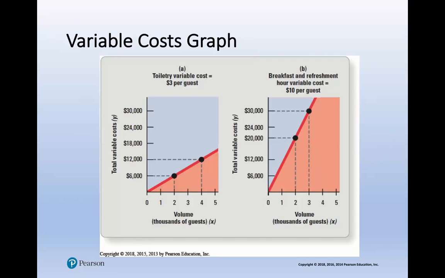Part B, $10 per guest. We can see it's a much steeper climb. Our cost rises faster and faster as we have additional guests coming in. But because it's a true variable cost, if we have 0 guests, we have zero cost for that breakfast and refreshment.